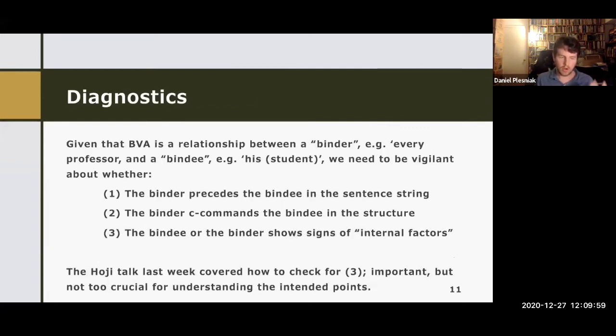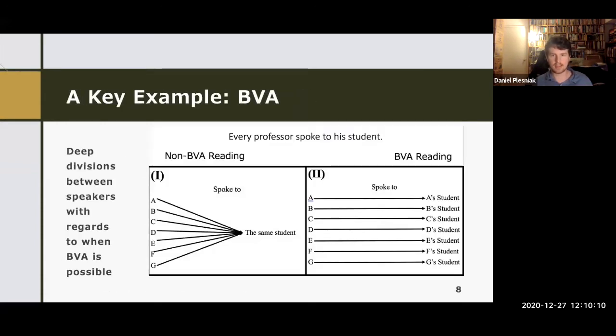So we're going to assume roughly that BVA is controlled by these three factors. One is just word precedence, so whether the so-called binder, which in this sentence was every professor, precedes the bindee, which is his. If you prefer to think of it as his student, you can, but it's really more technically his. So which one comes first?